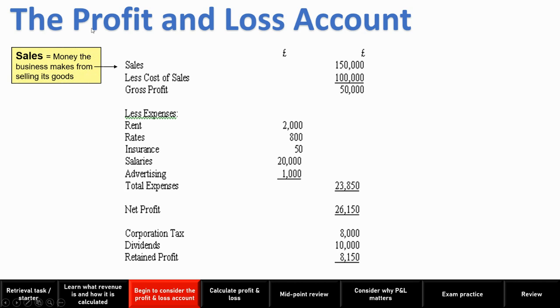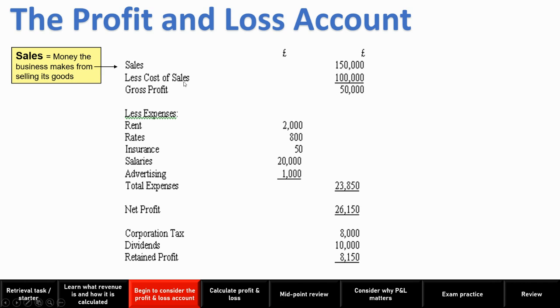So let's imagine we've got this business, and this business has made sales revenue of £150,000. So this business, let's make a scenario now. This business makes monitors for computers, shall we say. So it's made £150,000 from selling monitors for computers.